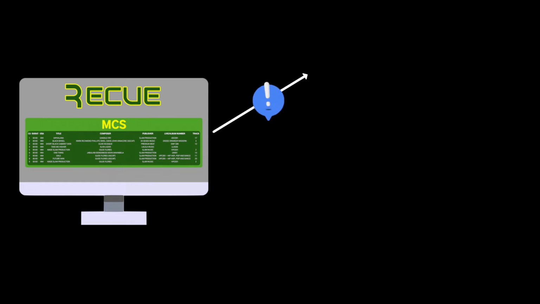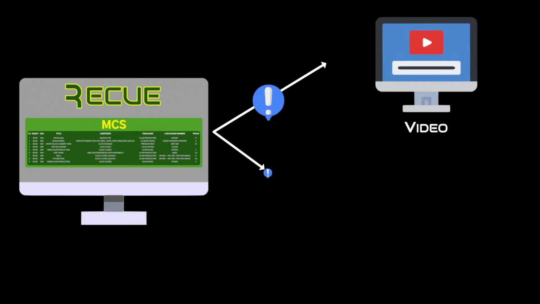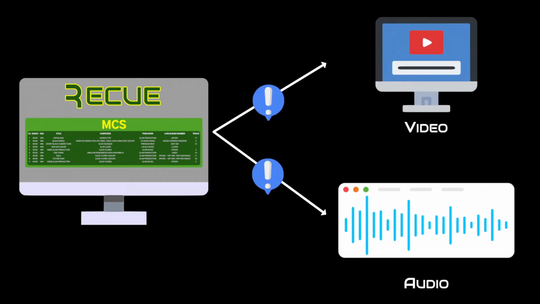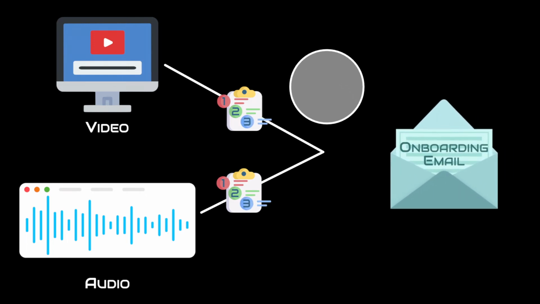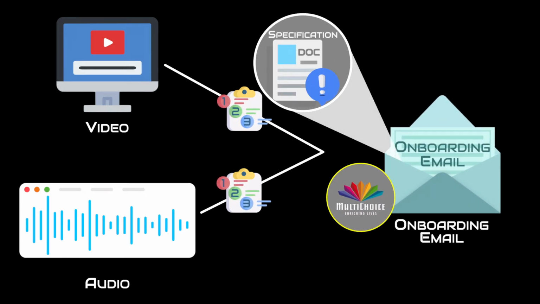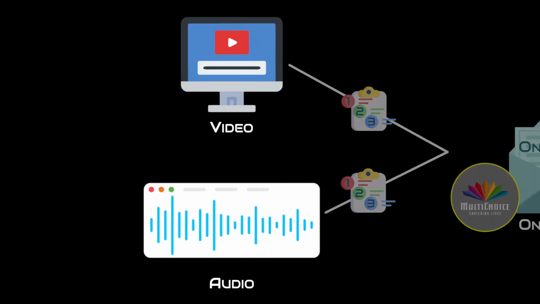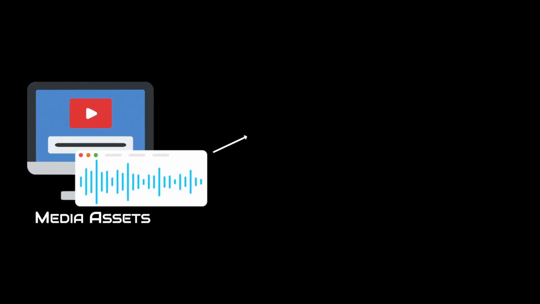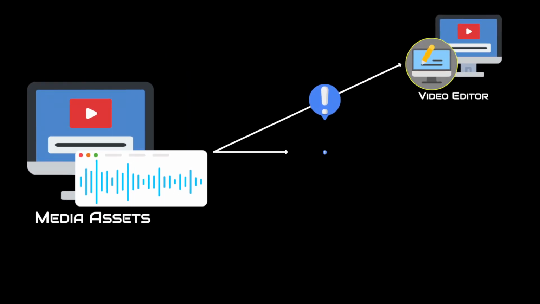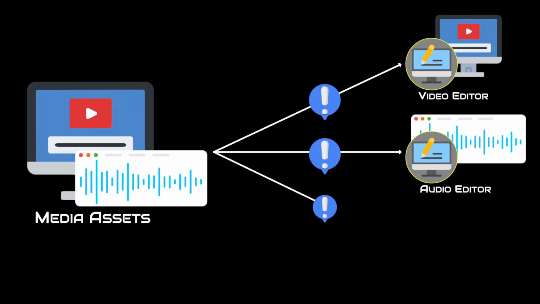You will need technical information about the video and audio of the media asset. For specifics about the technical requirements, see the specification documents supplied in your onboarding email from MultiChoice Media Traffic. Technical information about the media asset can usually be obtained from your video editor, audio editor, or production manager.